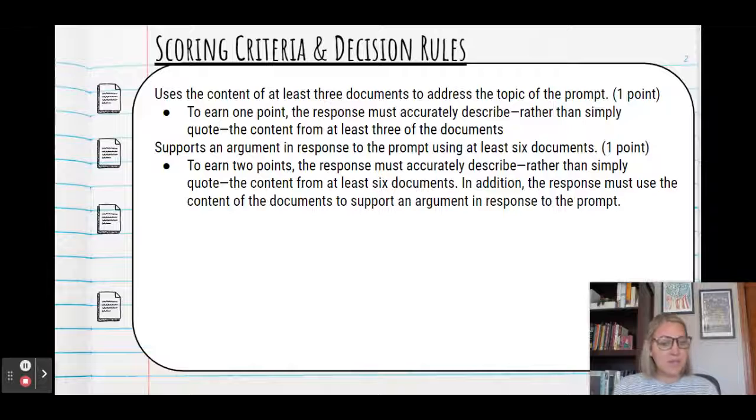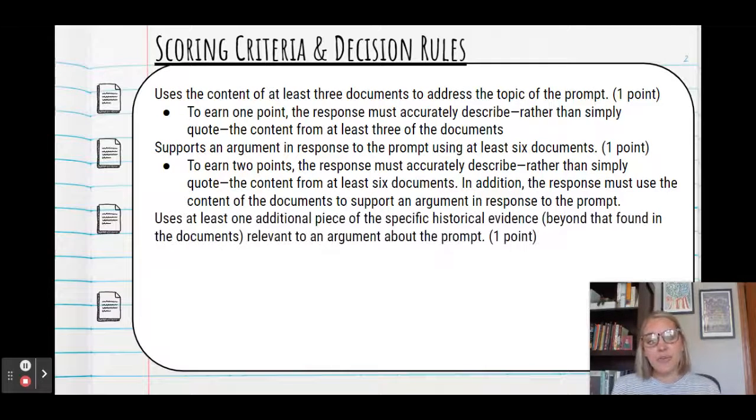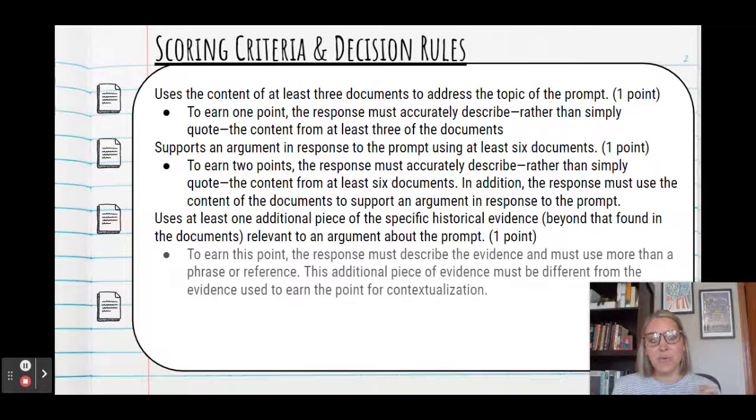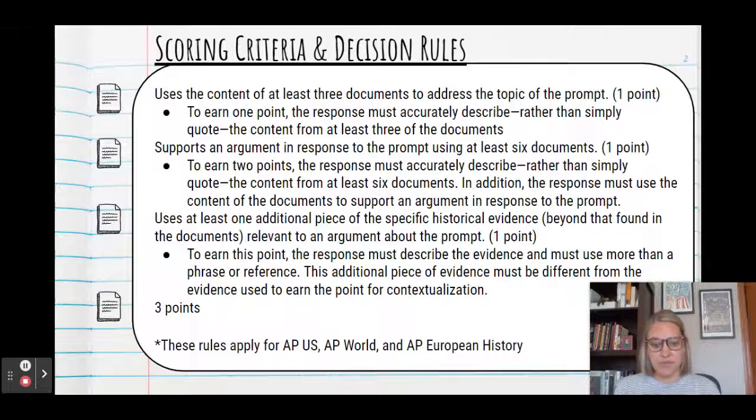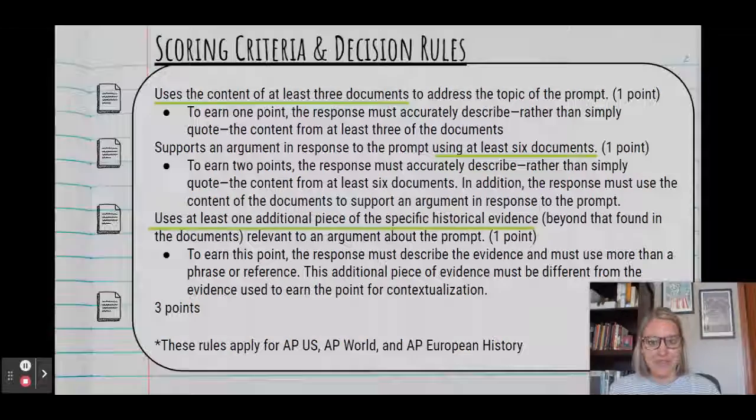Using 5 documents would be the equivalent of using 3 documents, because you don't get that second point until you've used 6. And then the third point related to evidence is using 1 additional piece of specific evidence beyond that found in the documents. This is most often referred to as outside evidence. So total of 3 points here related to use of evidence, and these rules apply for AP US, World, and European history. So again, 3 documents, 6 documents, outside evidence. Those are the key here.